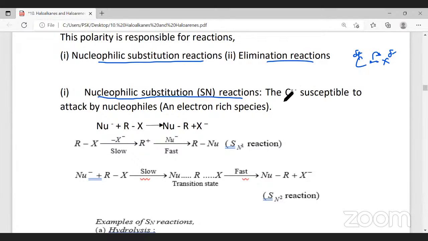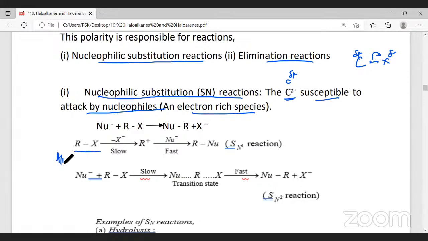The carbon with delta plus, carbon that gains positive charge, is susceptible to attack by the nucleophiles. Nucleophiles are electron-rich groups, and carbocations are electron-deficient groups. In a nucleophilic substitution reaction, the nucleophile will tend to attack the carbocation. What is this carbocation? Carbon having positive charge will be called a carbocation. Now, we're going to learn the reactions in detail.